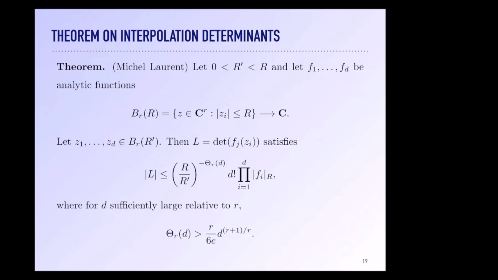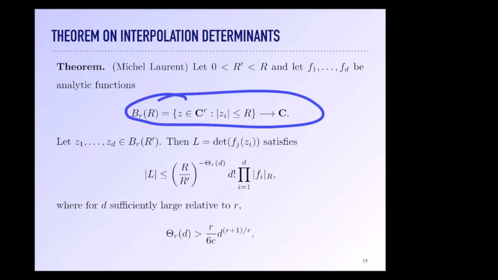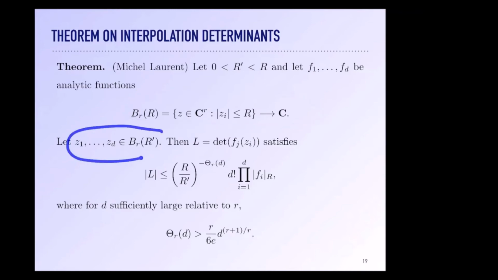So the bound is capital R over little r prime. R is the bigger ball on which the functions are analytic, and r prime is the ball on which the points that you're evaluating actually live. There's some exponent, which I'll explain later, but I'll just say that there's a lower bound on it, which we'll use.